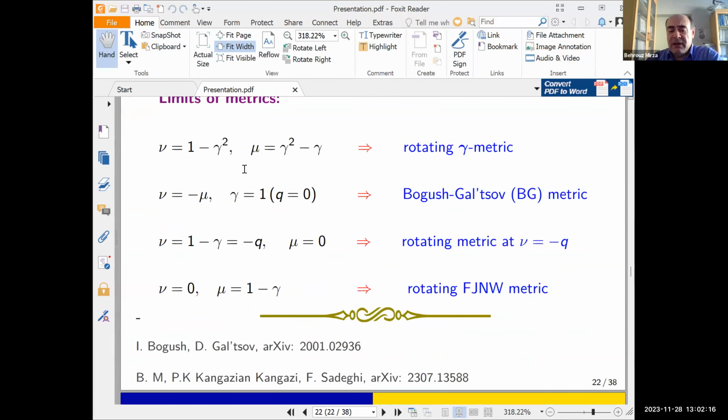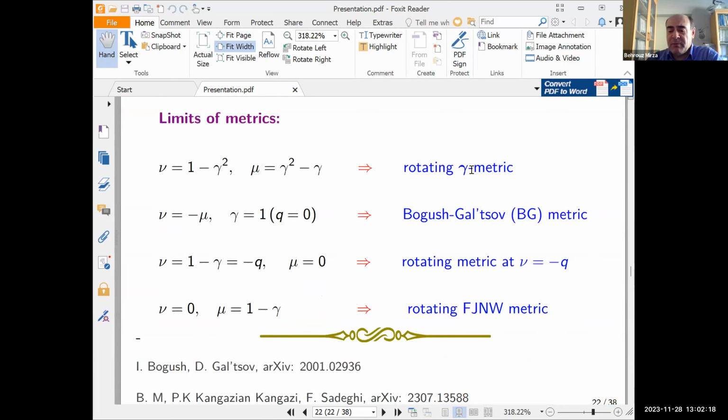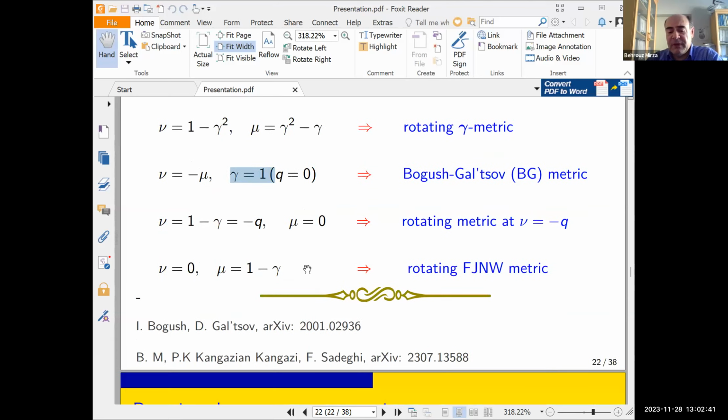We have different limits. We can find the rotating gamma metric. We can find the Bogosh-Galistov metric at one special value of the parameters. If we choose gamma equal to 1 and mu equal to minus nu, we have a very interesting form of the rotating metric. The other values can also be studied easily.